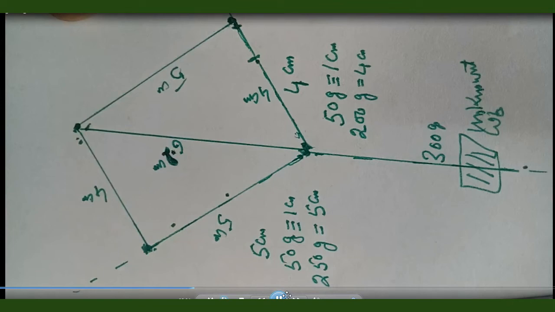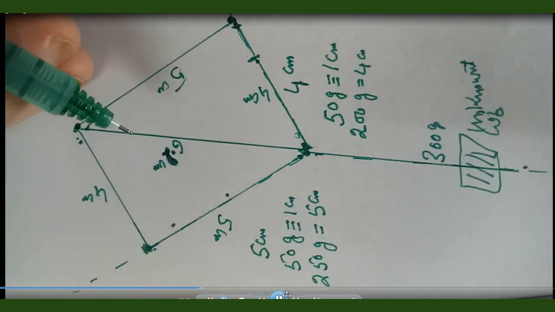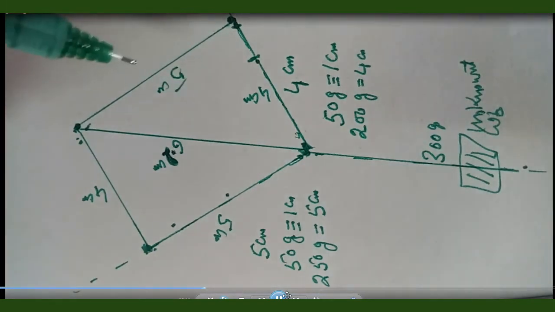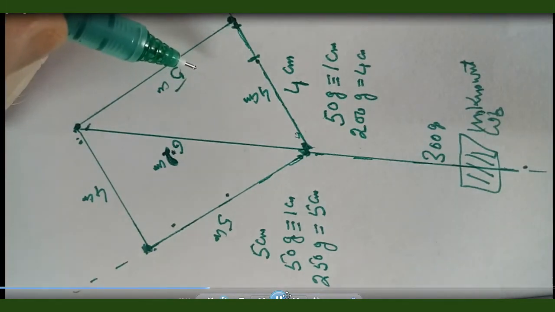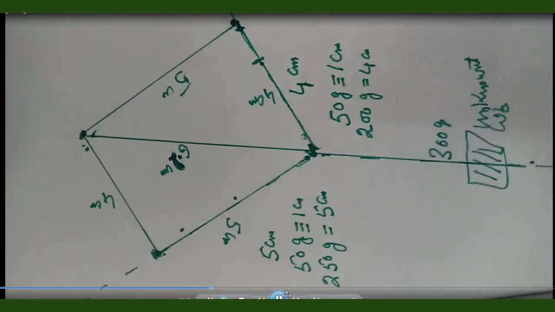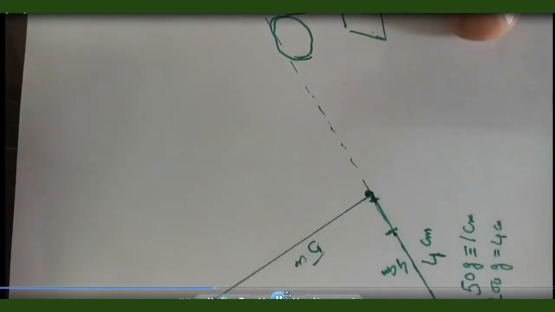Right? Now, a question for you. 6.2 centimeter represents how much weight? Because 1 centimeter represents 50 gram. And what about the 6.2 centimeter? Find it. Very simple mathematics.